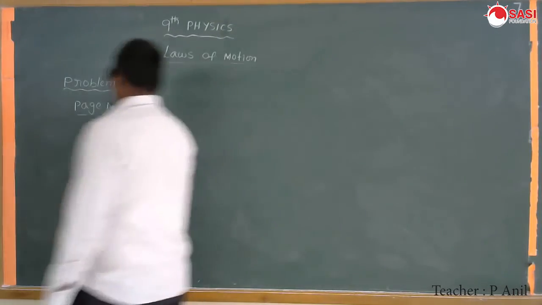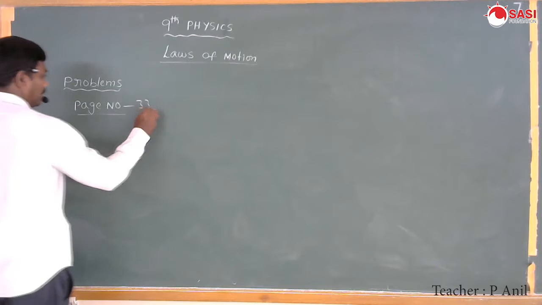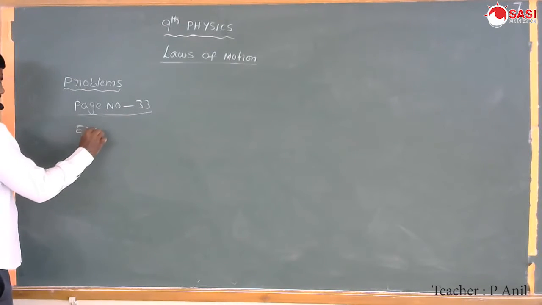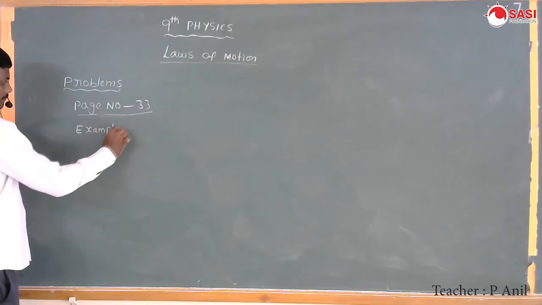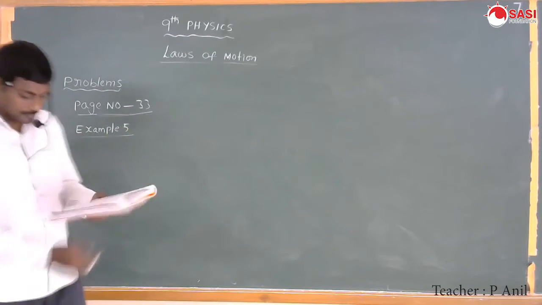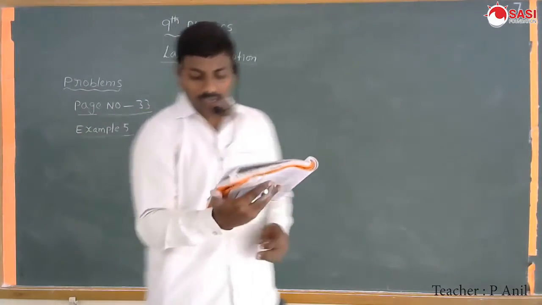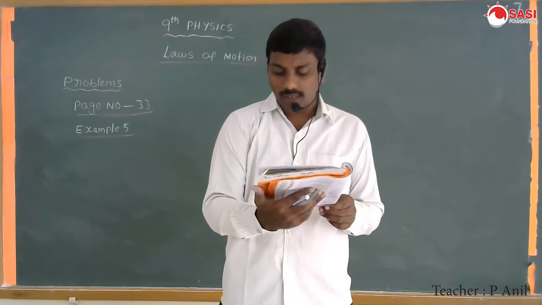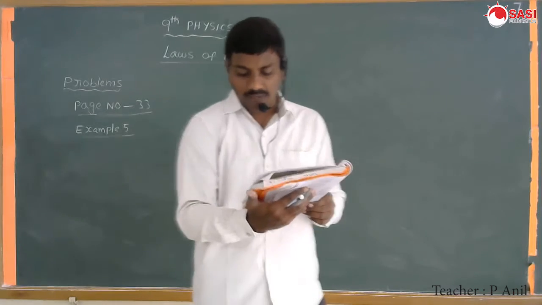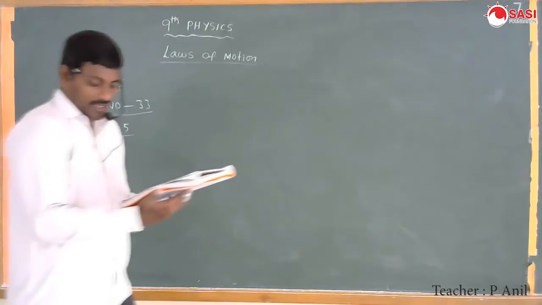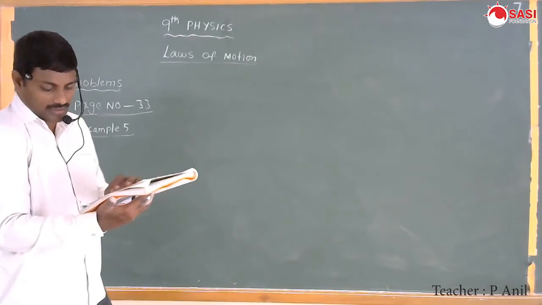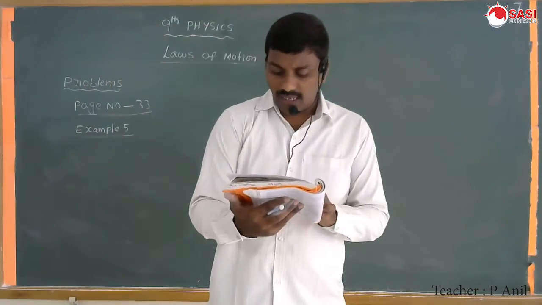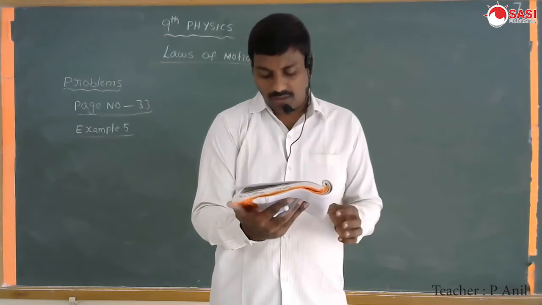Page number 33, example 5. A cannon of mass 1200 kg located on a smooth horizontal platform fires a shell of mass 300 kg in a horizontal direction with a velocity of 400 meter per second. Find the velocity of the cannon after the shot.